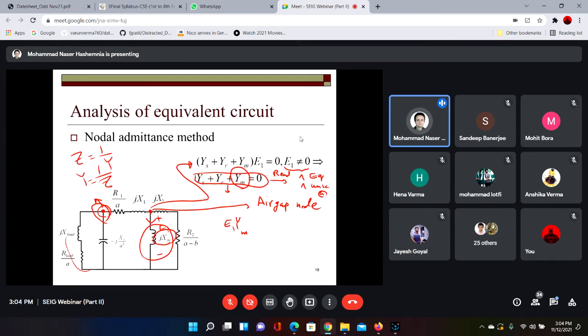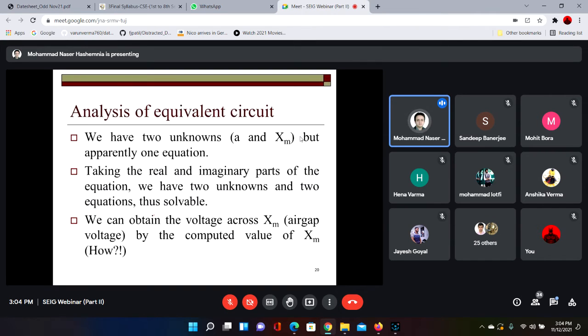So analysis of the equilibrium circuit, we have two unknowns, but apparently one equation, but one of the students replies that the comment was correct. That taking the real and imaginary parts of the equation, we have two unknowns and two equations, just solvable, and we can obtain the voltage across XM or air gap voltage by the computed value of XM. How? I asked this in the previous session, and the answer is that we can have a curve or a table giving the value of E in terms of XM. This is also related to saturation. And then using Xm, we can obtain the value of E.